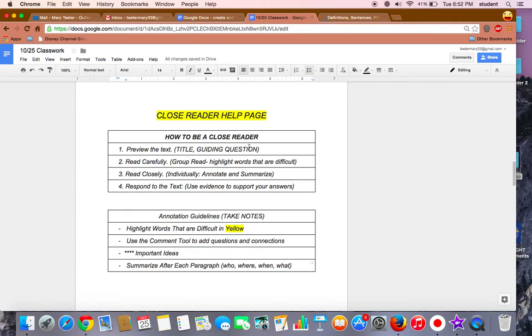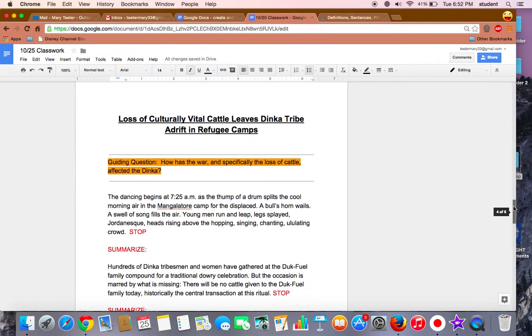So we're going to practice this process with one part of a text. So step 1, we're going to preview the text by looking at the title and the guiding question. So here's my passage, and I'm just going to read my title and my guiding question. Loss of culturally vital cattle leaves Dinka tribe adrift in refugee camps. And the guiding question says, how has the war, and specifically the loss of cattle, affected the Dinka? So based off of this title and this guiding question, I'm going to go ahead and make a prediction about what I think the passage is about.